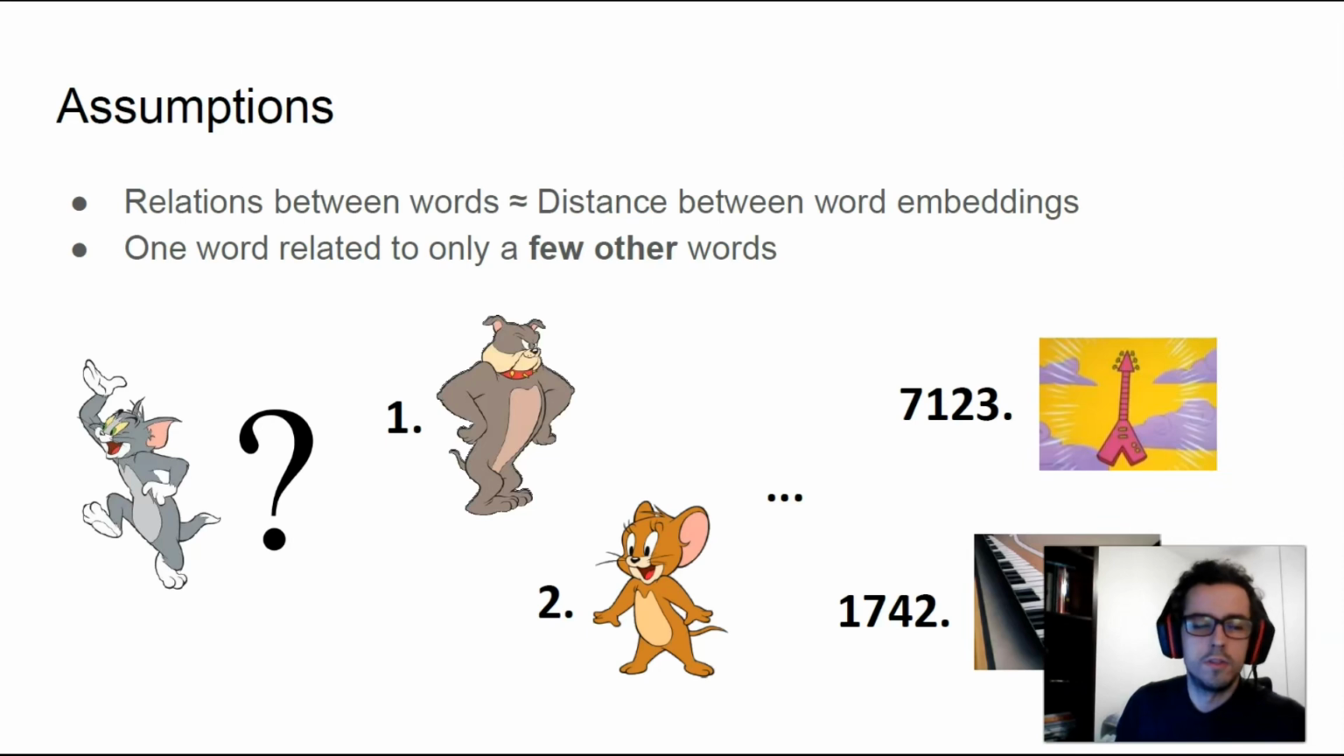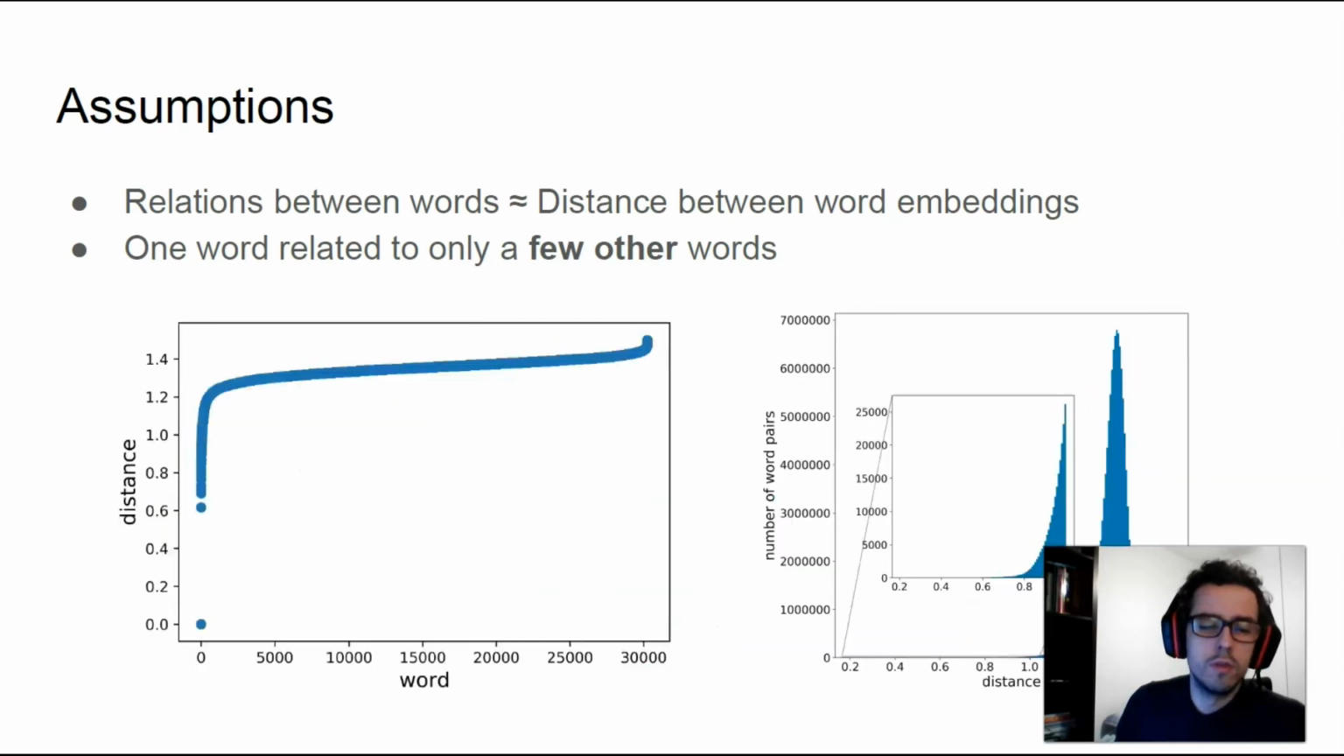And the idea for doing this is very simple. The relationship between words should be more or less the same as the distance between the word embeddings, so if one word is related to a few other words, the same should be expected from the embeddings. And to see if this is really true, we computed the distance between one of the embeddings against all the vocabulary for one of our data sets. And as we can see, most of the distances stay between 1.2 and 1.4, with just some below 1.0. And the same behavior seems to happen when we compare all the distances between all the embeddings.